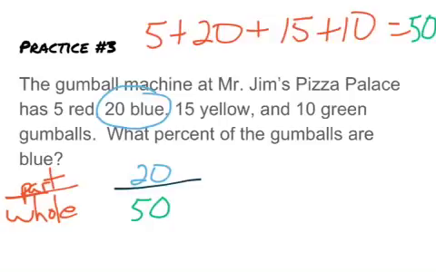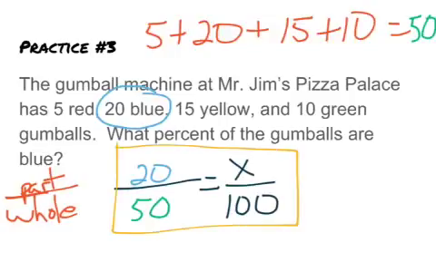Well, what percent is that? Well, we can use a proportion to figure that out by finding an equivalent fraction that says something out of 100. Okay, so we've set up our proportion. Now we need to look for our relationships. Is there a relationship within the ratio, or is there a relationship between the ratios? Hopefully you can tell right away that this 50 becomes a 100 by multiplying times 2.